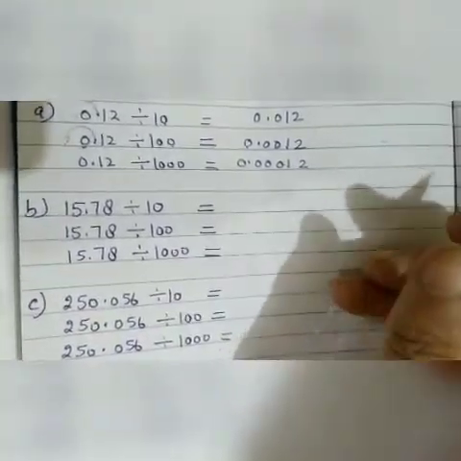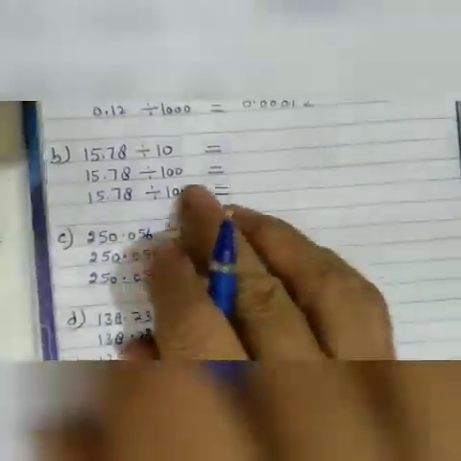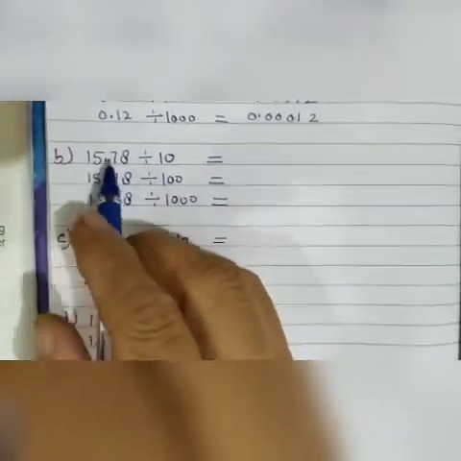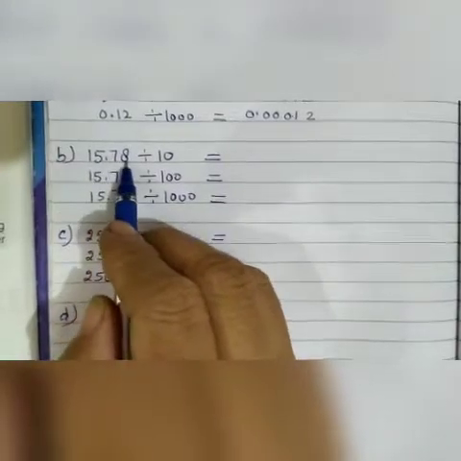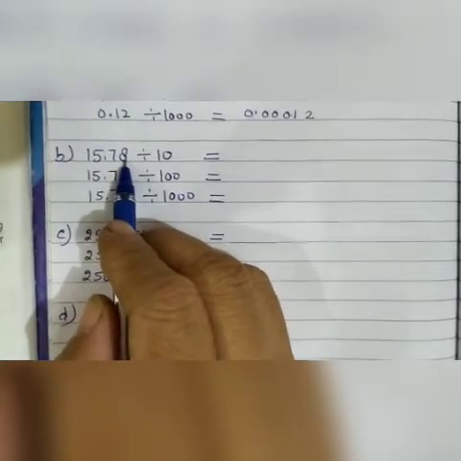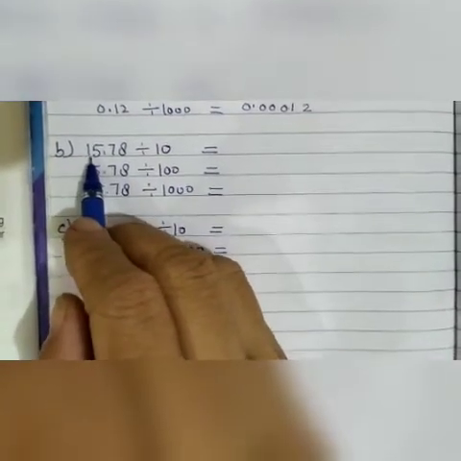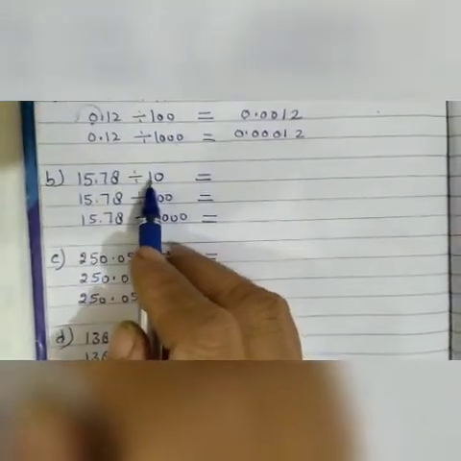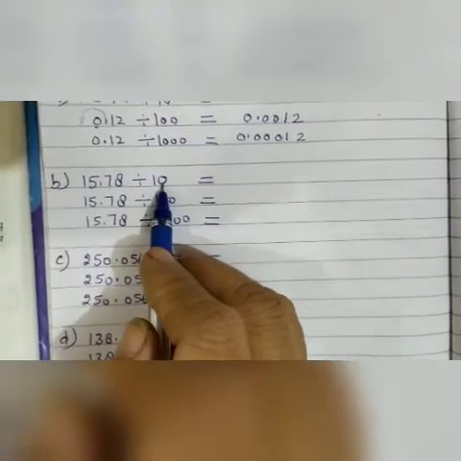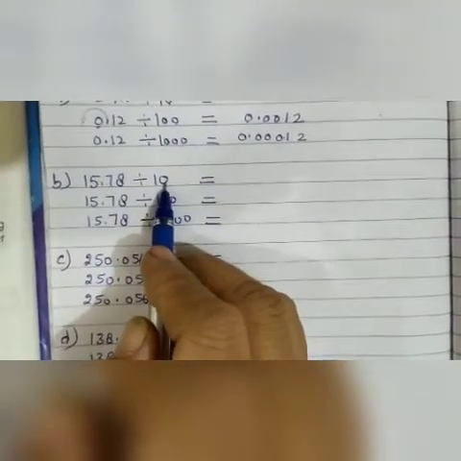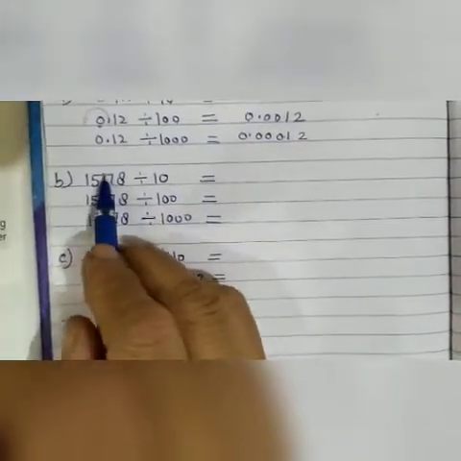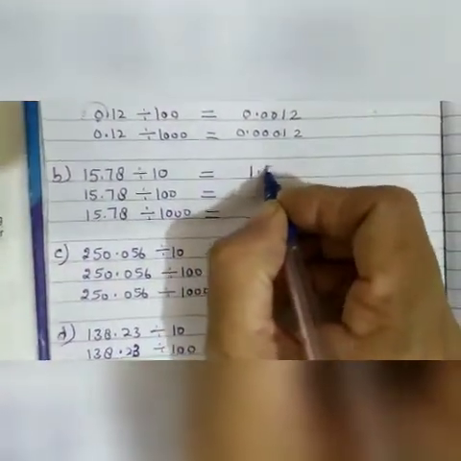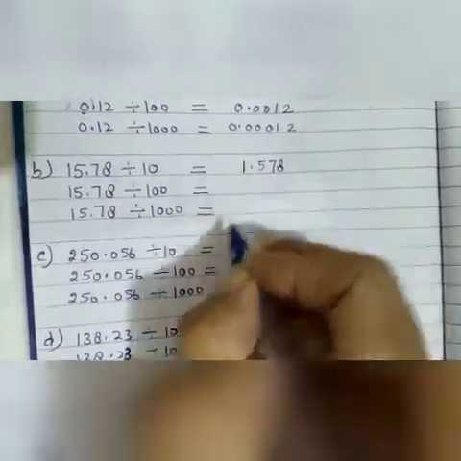Now come to the next part. It is 15.78. Students, do not read it as fifteen point seventy-eight; it will be read as fifteen point seven eight. So when it is divided by 10, after 1 how many zeros? 1 zero. 1 के बाद कितनी जीरो है? 1 ही है. तो ये डेसिमल 1 प्लेस लेफ्ट साइड शिफ्ट हो जाएगा. It will become 1.578.